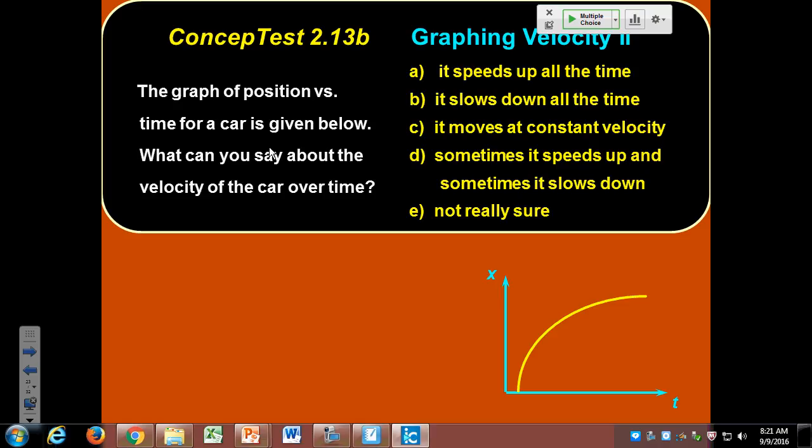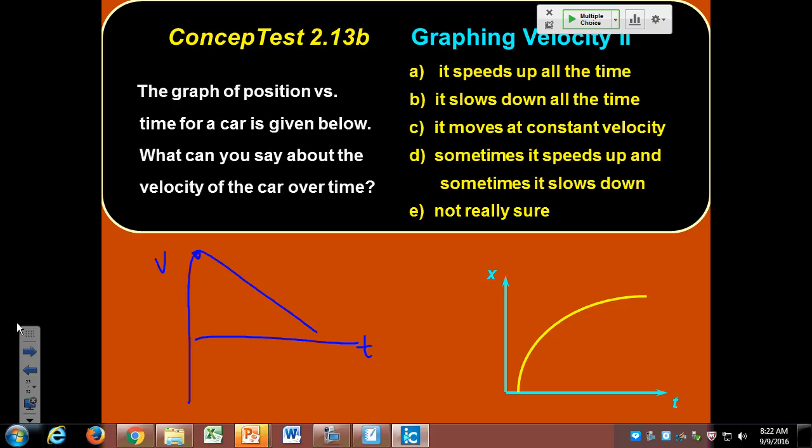In fact, how would I draw the V versus T graph for this? Well, I start with a big velocity that's positive, and it looks like that. If I were to draw the V versus T graph for this function, it would look like that. Big positive velocity, then small positive velocity. Be able to take a position versus time graph and draw the velocity versus time graph. Be able to take a physical scenario that I describe and draw either one of those.